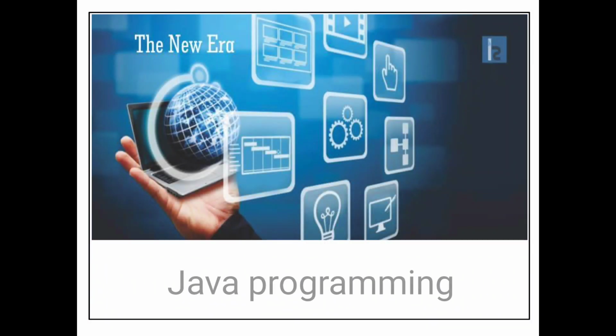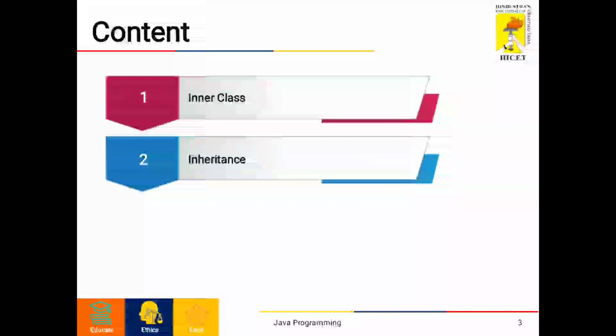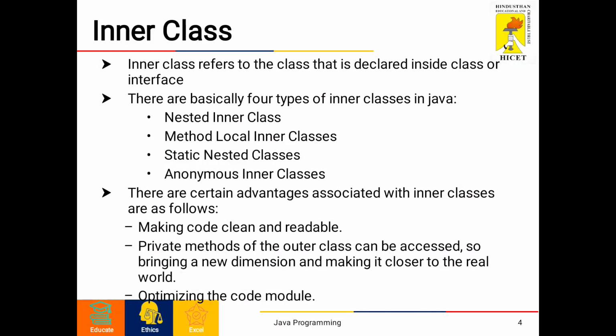In this video, we're going to see two concepts: inner class and inheritance. An inner class is a class that is defined inside another class or an interface. The primary advantages of defining inner classes are to optimize the code module, to make the code clean and readable, and to allow the private methods of the outer class to be accessed. So it brings a new dimension and makes it closer to real world applications.